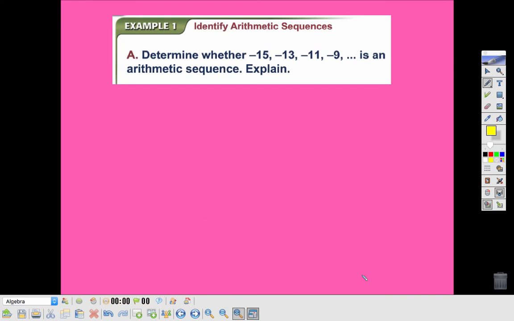All right, so here's an example. We've got negative 15, negative 13, negative 11, negative 2. First, we need to decide, is it an arithmetic sequence? Why would this be an arithmetic sequence? Because it has a pattern. And what is the pattern? It's adding 2, plus 2, plus 2, plus 2. So D equals 2. So yes, it's an arithmetic sequence because we're adding 2 every time.